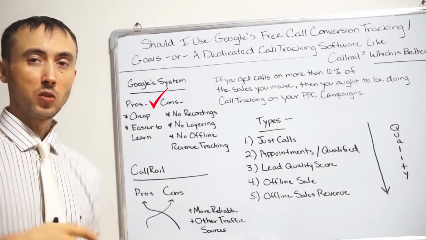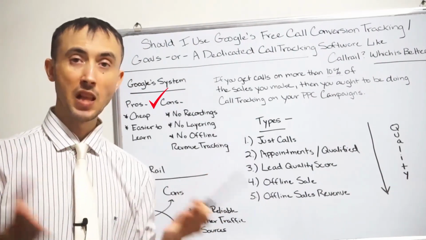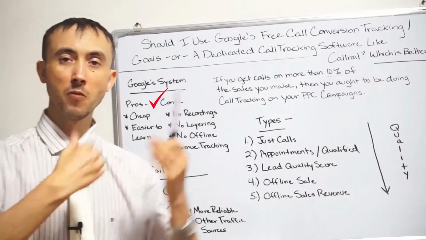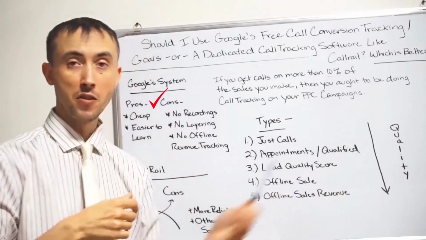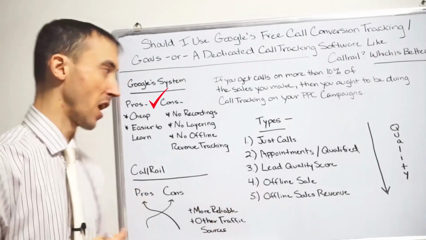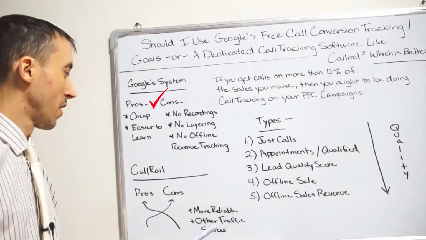And so even if you're just tracking whether they called or not, it's more reliable to use Callrail, as I found. So therefore, it's worth the $50 alone just for that, let alone all the other stuff I said about offline conversion tracking and importing information about lead quality and so forth.